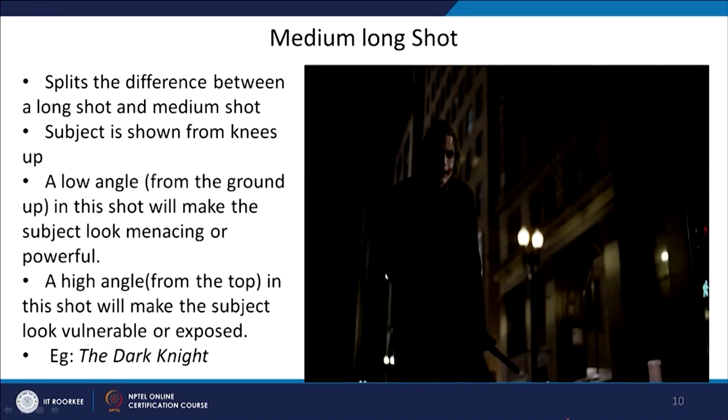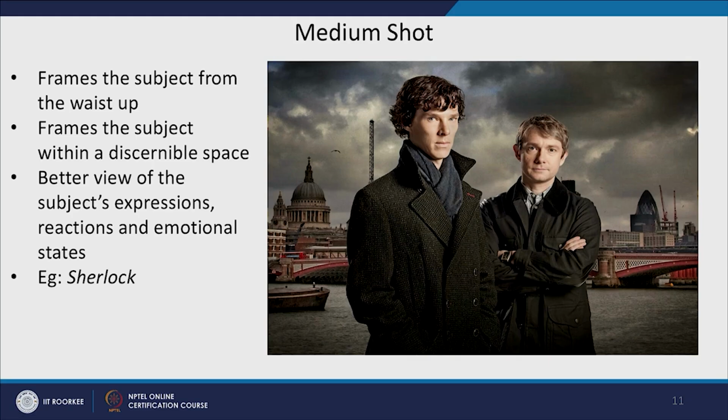Medium long shots are normally used in a film to suggest hierarchical relationships with a character. It splits the difference between a long shot and a medium shot, and the character is shown from knees up. So, when it is a low angle, that is the character or the actor is shown from the ground up, we find that it makes the character look rather menacing and powerful. In this particular image from The Dark Knight, we find that the menacing attitude of the character is discernible in this medium long shot.